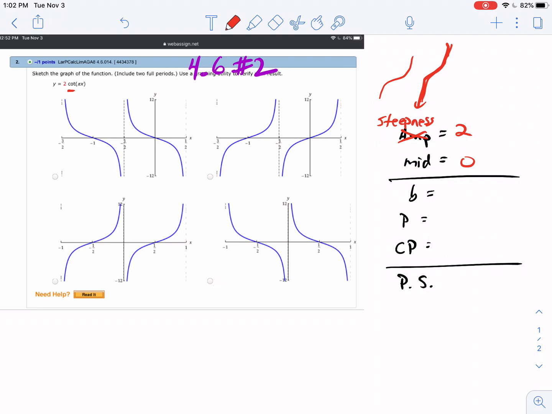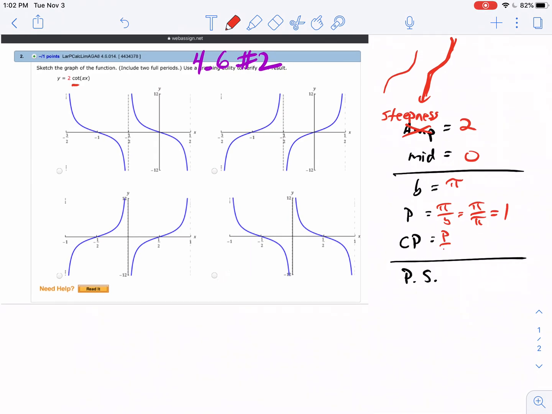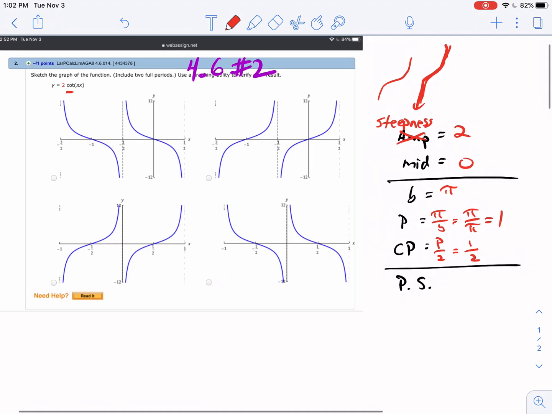And in this problem, the b value is pi, and so the period is always pi over b, so we have pi over pi, which would be 1. So in this case, the period is 1. And then remember, you do period divided by 2, and so this is 1 over 2 for the period of this function.